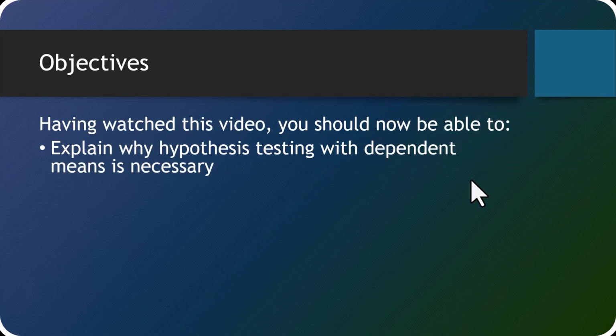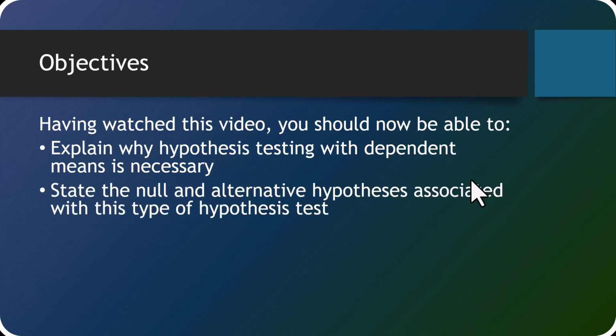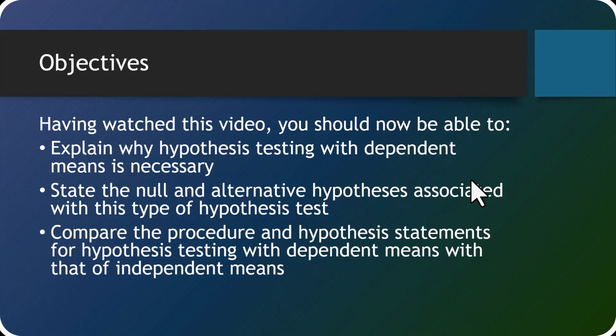So now that you've watched this video, you should be able to explain why hypothesis testing with dependent means is necessary, state the null and alternative hypotheses associated with this hypothesis test, and also compare this procedure and the hypothesis statements associated with hypothesis testing for dependent means with those of independent means.